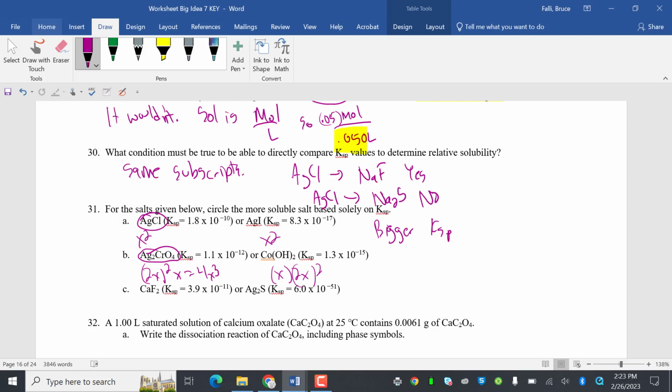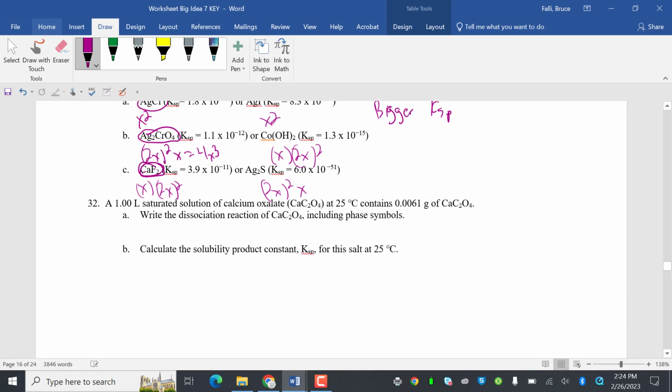CaF2 versus Ag2S, this is another one where I'm going to have x times (2x) squared, and over here I'm going to have (2x) squared times x. They're still the same. Just going to pick the one with the bigger KSP. Okay, 32. A 1 liter saturated solution of calcium oxalate contains that many grams of calcium oxalate.